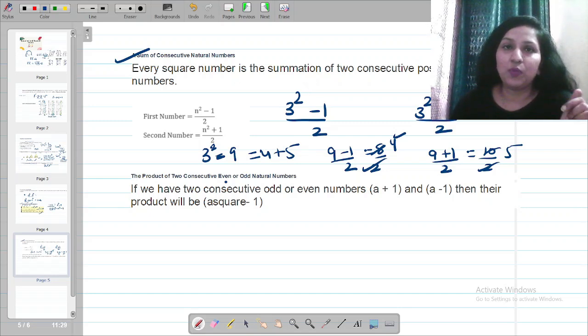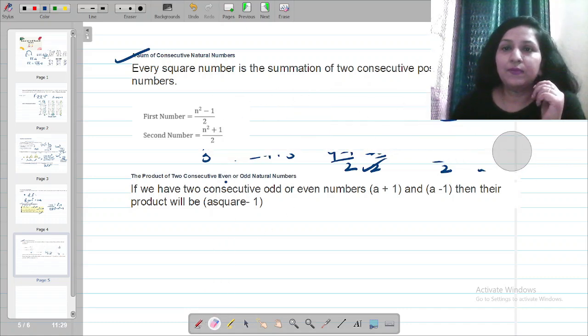I'm reading the statement once again. Every square number is the sum of two consecutive positive natural numbers. Okay? I'll take one more example.